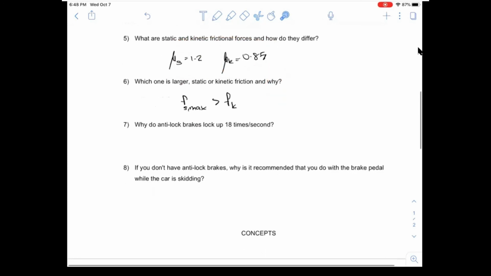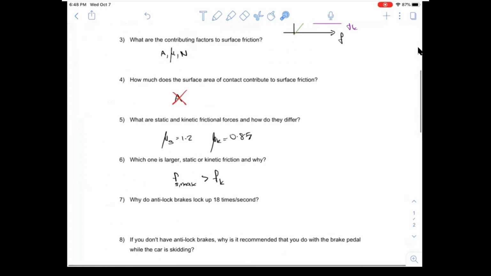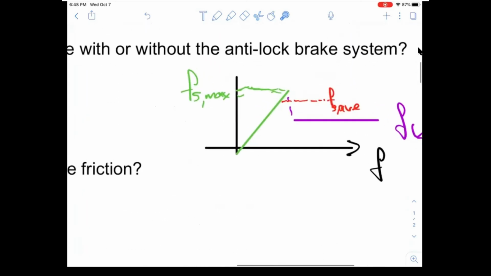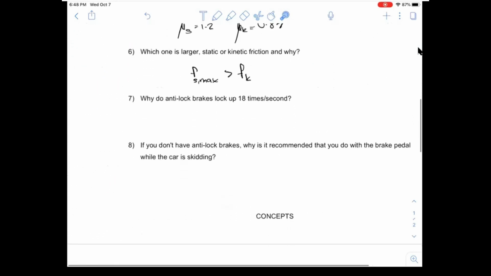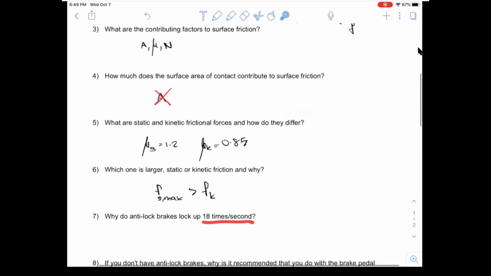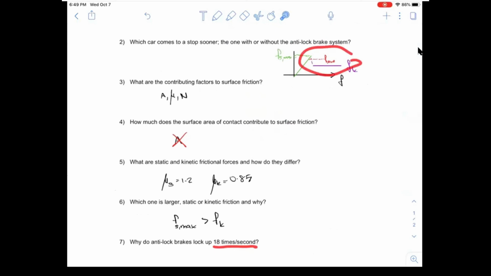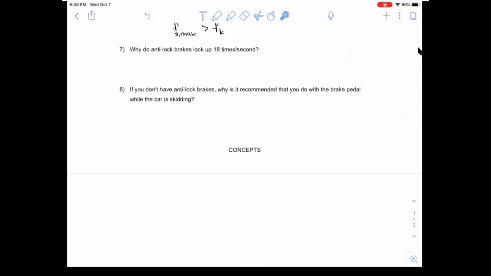Okay, so the next question is about anti-lock brake systems. They lock up 18 times per second. So the question is why? They lock up 18 times per second because the more often you lock it up, the less time you spend in the skid. At 10 times per second, you cover this region. At 15 times per second, notice that this region gets smaller. At 18 times per second, this region becomes smaller still. So it locks up 18 times per second in order to increase the average static frictional force. So that's the whole idea.